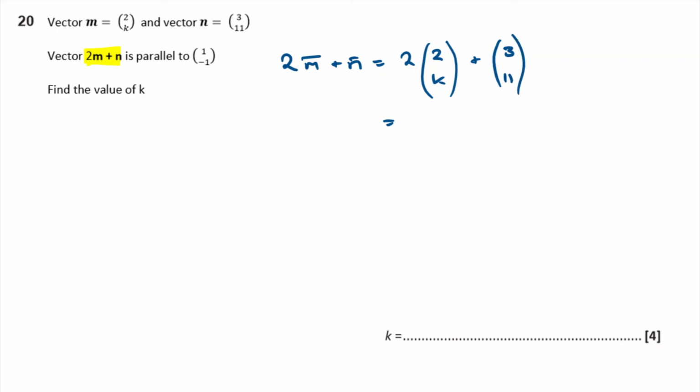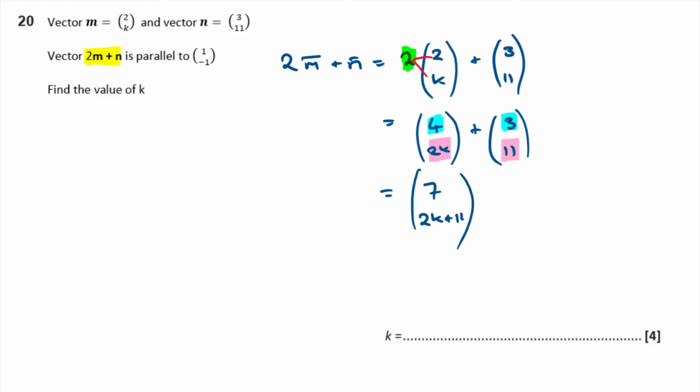Okay. So first off, I'm going to multiply out. I'm going to deal with this scalar here on the outside. Now I can do that just by multiplying everything inside the column vector by 2. So that's going to give me (4, 2k) plus (3, 11). And then I'm going to add like with like. So I'm going to add the 4 with the 3, and I'm going to add the 2k with the 11. Okay, so that's going to give me (7, 2k plus 11) as my vector.